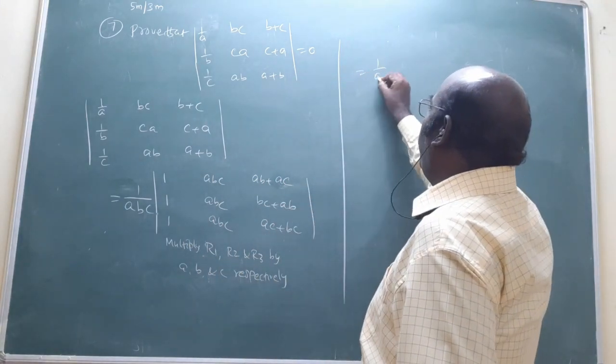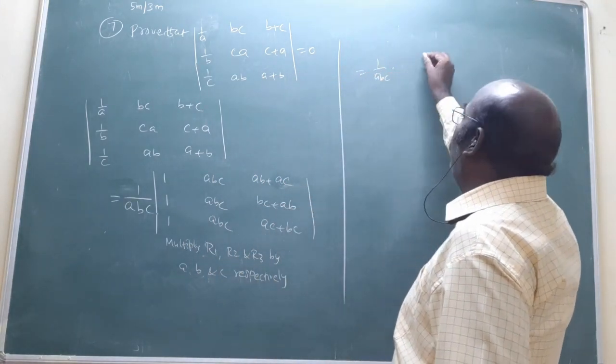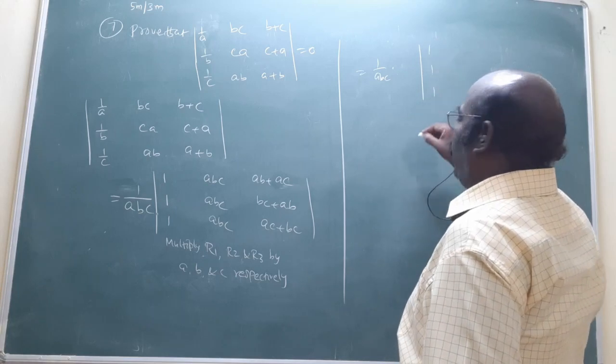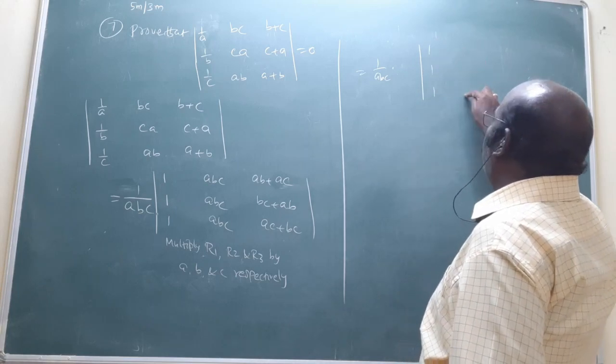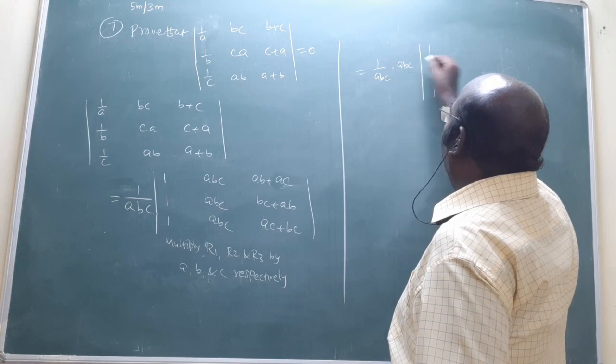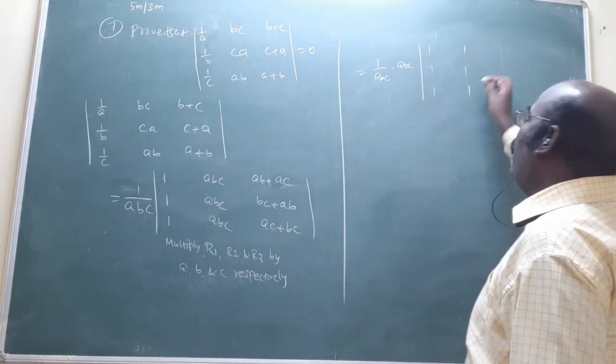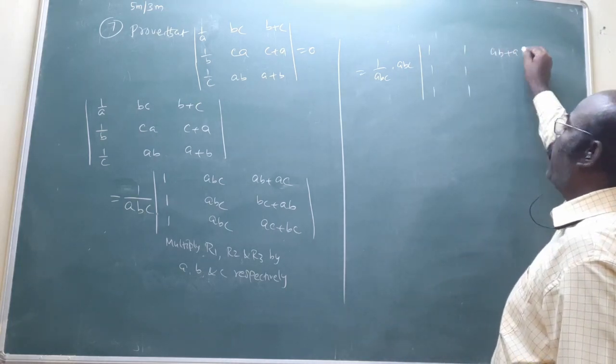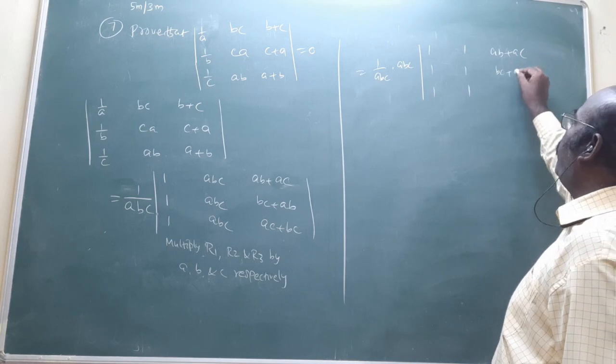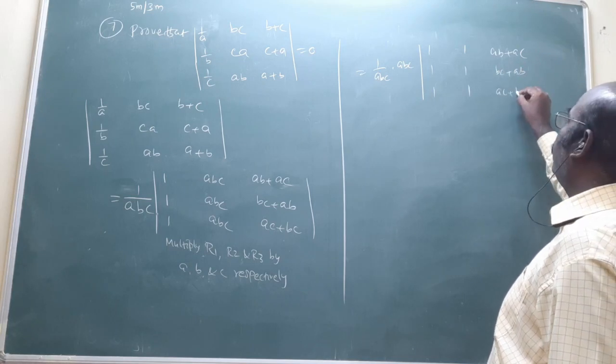Already 1 by ABC is there. Here 1 is there, this ABC outside. Now AB plus AC remain the same thing. BC plus AB, AC plus BC.